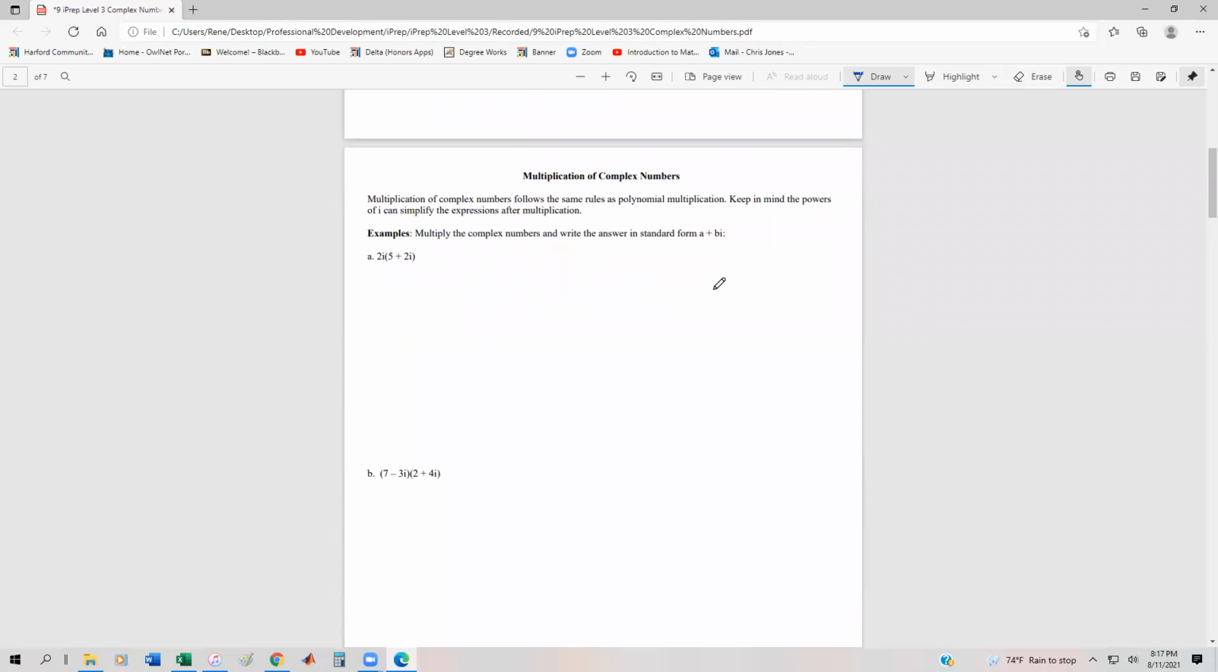So we first have 2i times the quantity of 5 plus 2i. And what we're going to do is just distribute. So this is going to become 10i. We just multiply 2 times 5, and then the i comes over. And then 2 times 2 is 4. i times i is i squared. And remember that i squared is equal to -1. And so we can write this as 10i plus 4 times -1, or another way to write this is 10i minus 4.